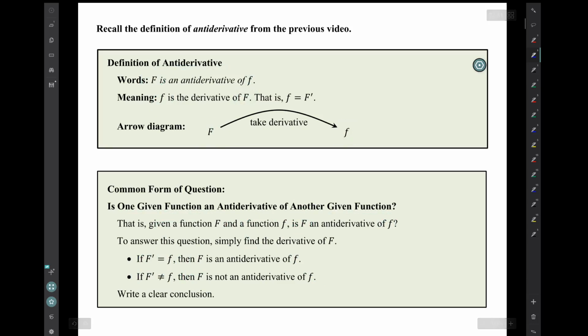So in our previous discussion of antiderivatives, we didn't actually learn how to find any antiderivatives. We just learned what it means to be an antiderivative, and we learned how to test to see if a given function was an antiderivative of some other given function.